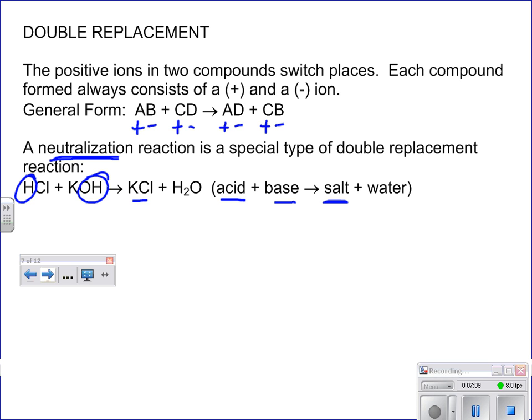So remember, salt is just a generic term for an ionic compound. It doesn't mean sodium chloride. So that's your Joe generic type of salt, but ionic compound is a salt. And then, of course, that hydrogen and that hydroxide also form that water. So that's a special type of double replacement reaction that we refer to as a neutralization reaction.